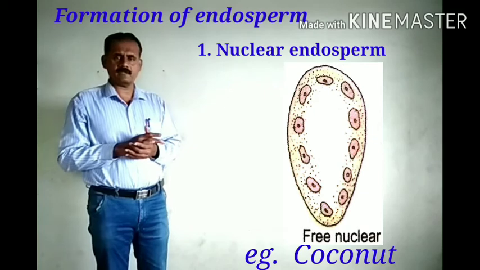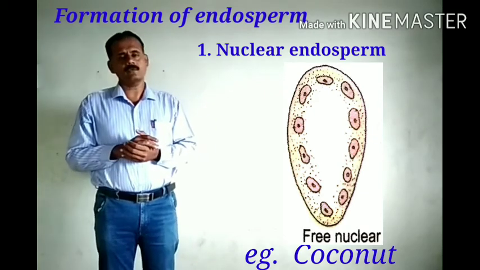That is the best example of the nuclear endosperm. It takes place in the coconut, wheat, in these plants: nuclear endosperm.